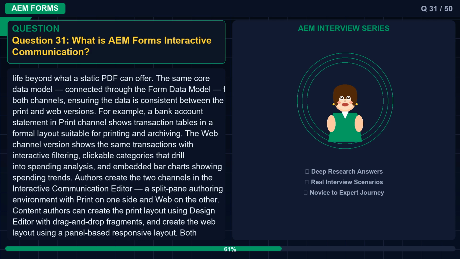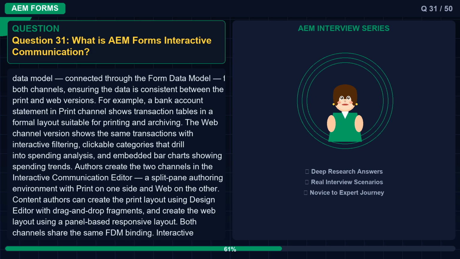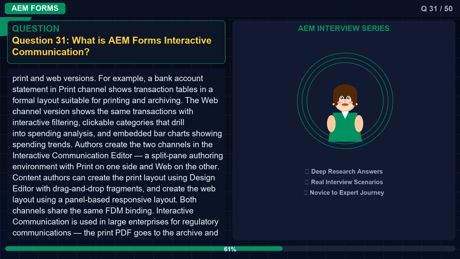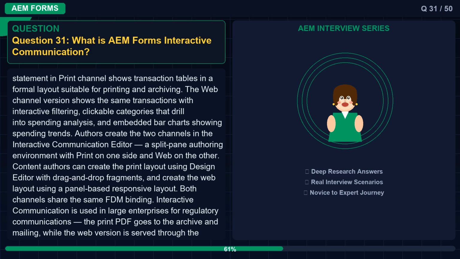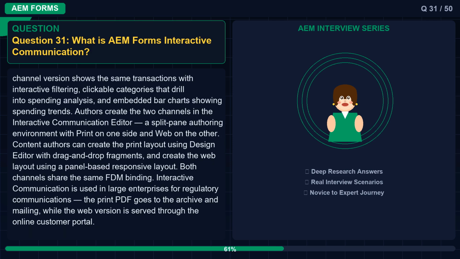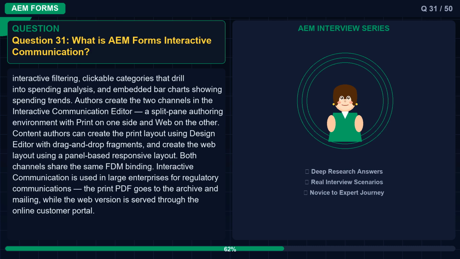Authors create the two channels in the interactive communication editor, a split-pane authoring environment with print on one side and web on the other. Content authors can create the print layout using Design Editor with drag-and-drop fragments, and create the web layout using a panel-based responsive layout. Both channels share the same FDM binding. Interactive communication is used in large enterprises for regulatory communications. The print PDF goes to the archive and mailing, while the web version is served through the online customer portal.